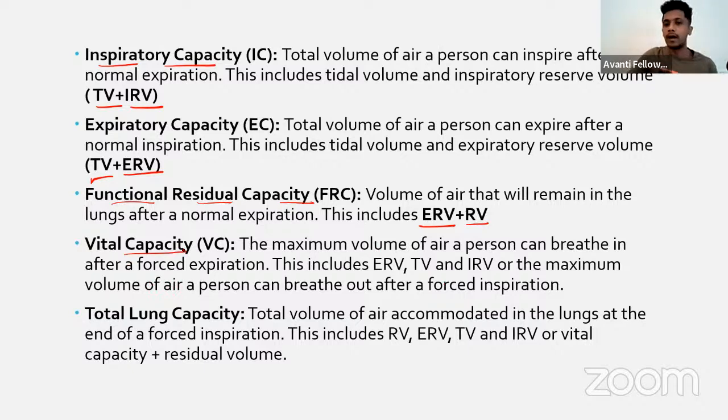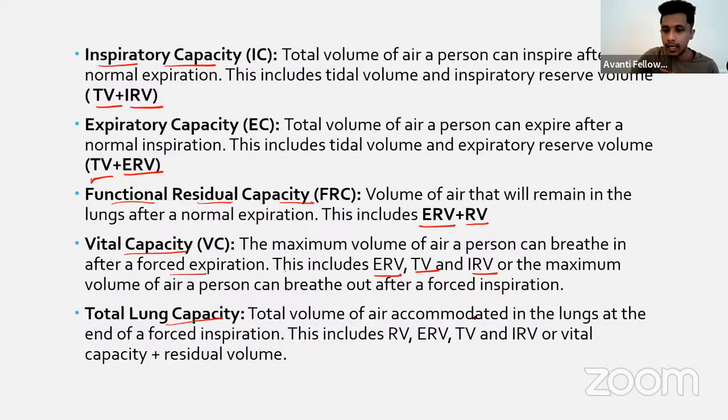Next one is vital capacity. What is vital capacity? If a person has undergone forced expiration, after forced expiration, what is the maximum volume of air a person can breathe in? That is called vital capacity. Now, how do we derive vital capacity? Expiratory reserve volume plus tidal volume, and you add inspiratory reserve volume. That will give rise to vital capacity. Did you understand?